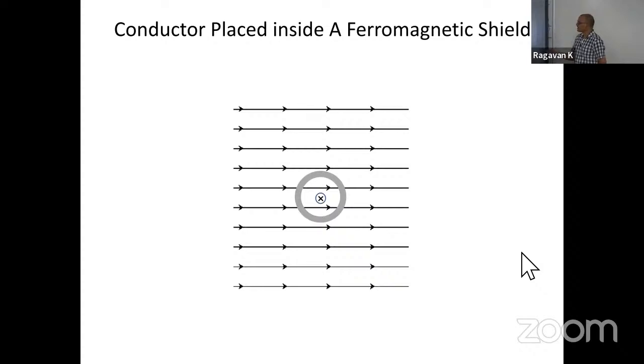So let me take another example. Here in this case, in addition to the uniform magnetic field and the conductor, there is a conducting shell placed around the conductor. Is that clear? There is a conductor, and there is a conducting shield. Both of them are placed in a uniform field. Can you tell me now what is the force on the conductor?